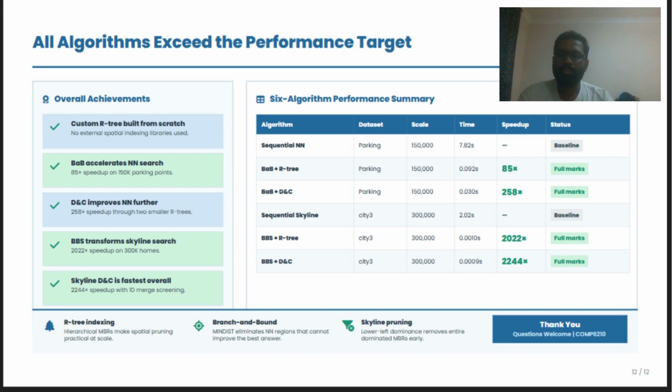For skyline search, branch and bound skyline achieved a 2022x speedup using lower left corner dominance pruning. Divide and conquer improved this to 2244x through one-dimensional dominance screening. All algorithms exceeded the required 5x performance target. Our lowest speedup was 85x and our highest was 2244x. The key idea across all tasks is the same: use mathematical properties and spatial indexing to eliminate large parts of the search space early instead of performing excessive comparisons.